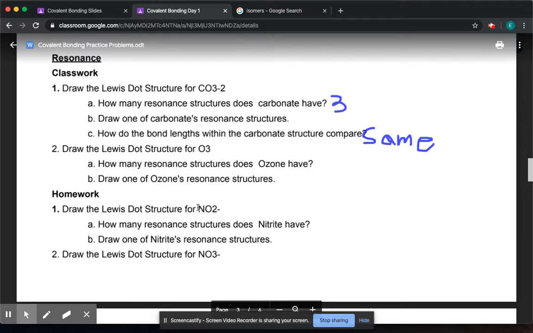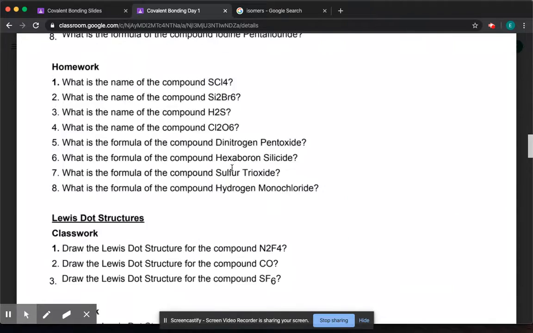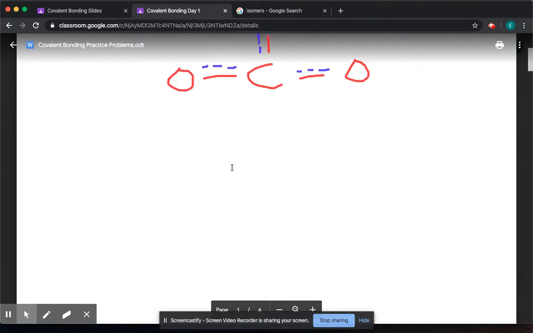It says draw the Lewis dot structure for NO2. So let me scroll down, make sure I have some space. So we are working with, let's go back to red, NO2 minus 1.